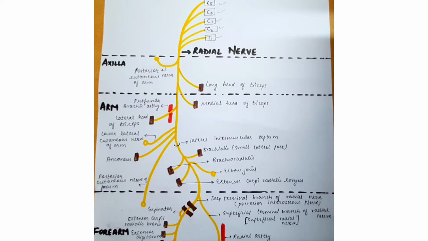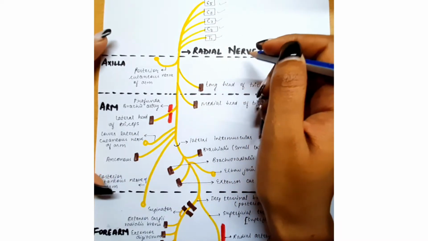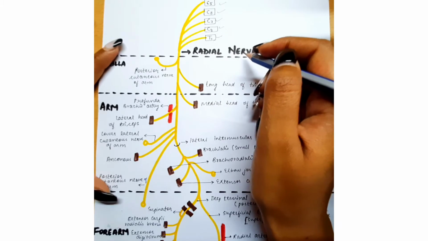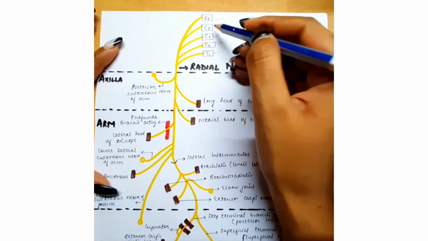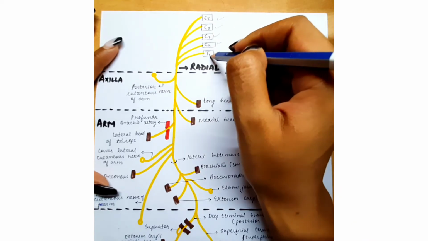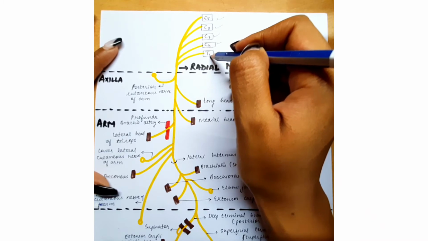Now starting the topic, the Radial Nerve. Radial nerve is the largest nerve of the brachial plexus and it is a continuation of the posterior cord of brachial plexus. So इसकी root value हो गई C5, C6, C7, C8 and T1. T1 is not constant, उसकी fibers कभी present होते हैं कभी नहीं होते हैं.